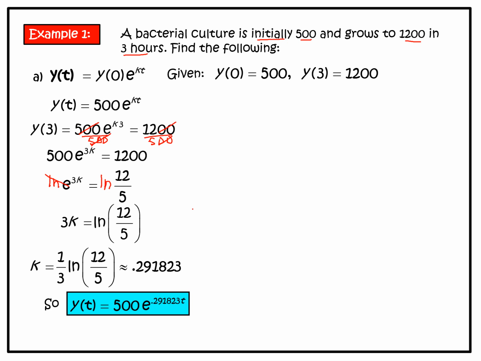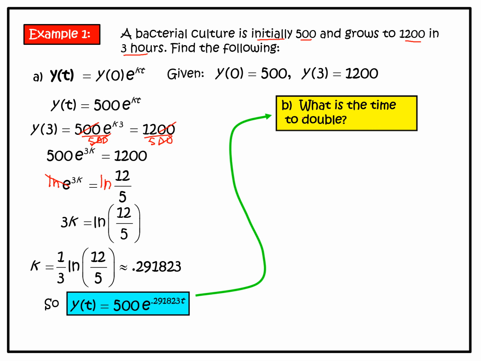Okay, what else? Well, what if we wanted to know what's the doubling time? So how long does it take to double? Well, it goes from 500 to 1200 in 3 hours, so it's certainly less than 3 hours. Well, how do we find it? Well, take your y of t here and set it equal to double the 500. Set it equal to 1000. So take your y of t, which is 500 e to the 0.291823 t, and set that guy equal to 1000. Okay, well, this is just an exponential equation. Why don't you pause the video for a second and solve that and see if you can find the time.